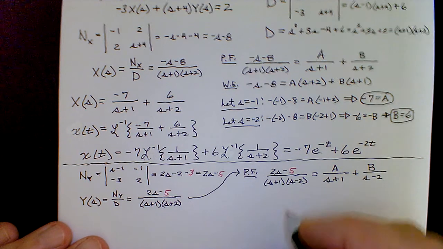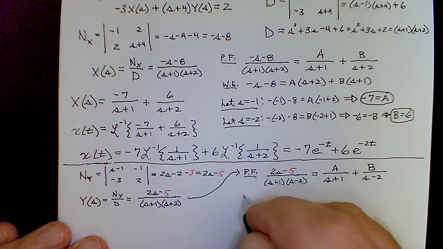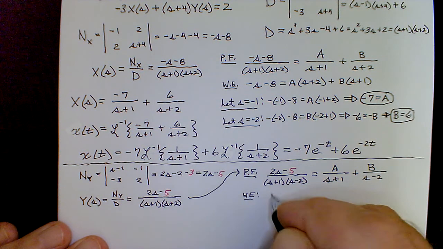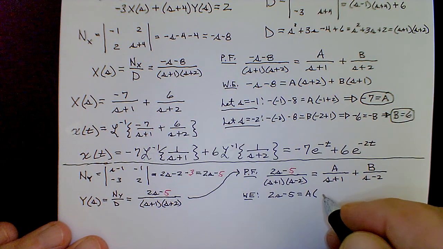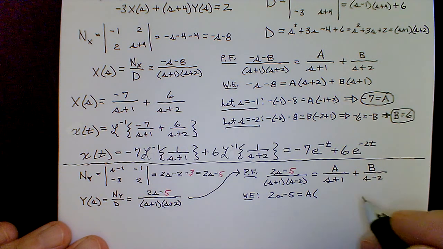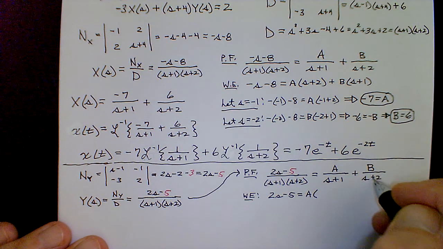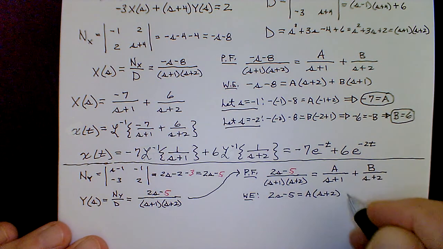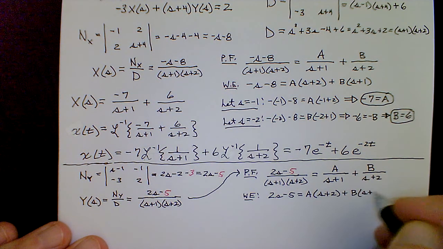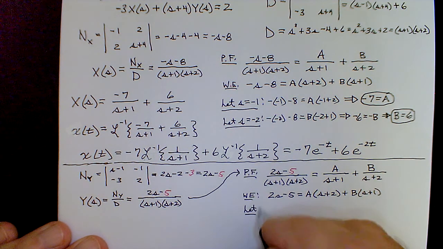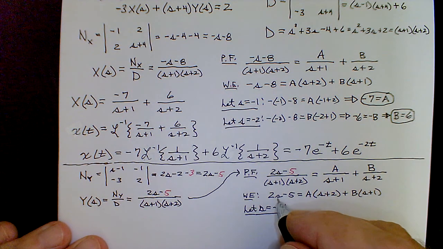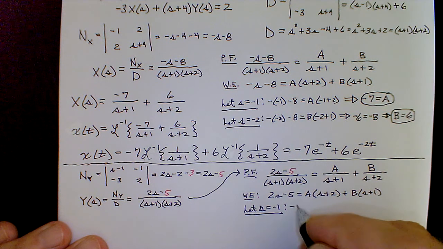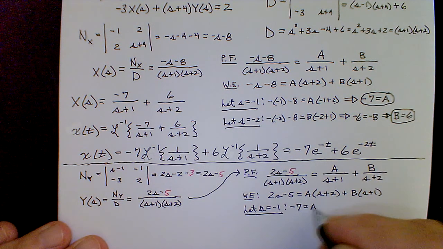So we get, clearing the fractions to get the working equation, 2s minus 5 equals A times (s plus 2). That should be a plus 2. Plus B times (s plus 1). Okay, again, the elimination method. Solve for A, let s equal negative 1. So let me just do the arithmetic quick here. 2 times negative 1, negative 2, minus 5, minus 7 equals A.